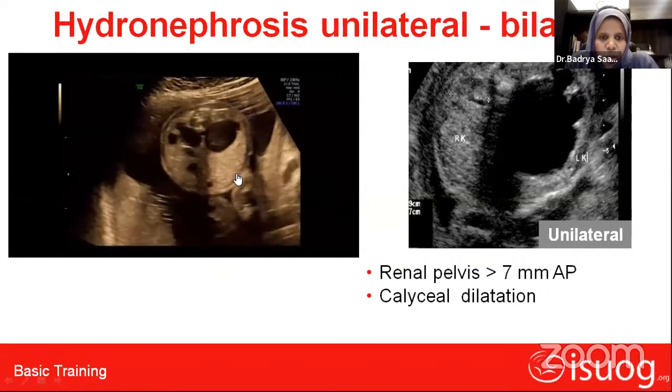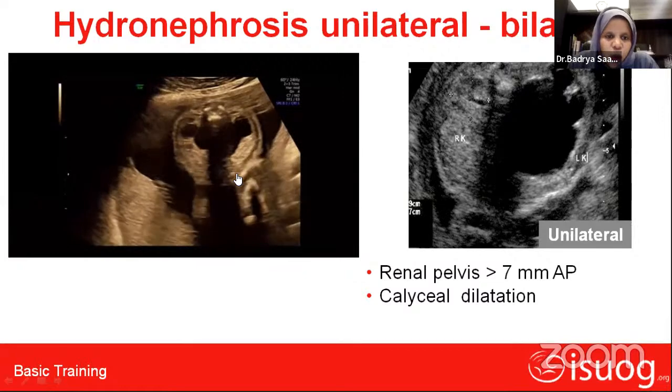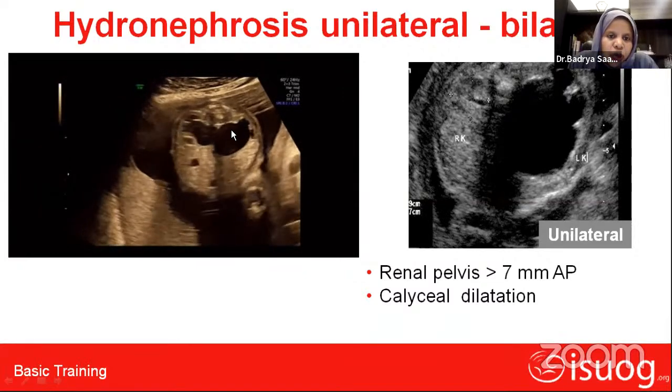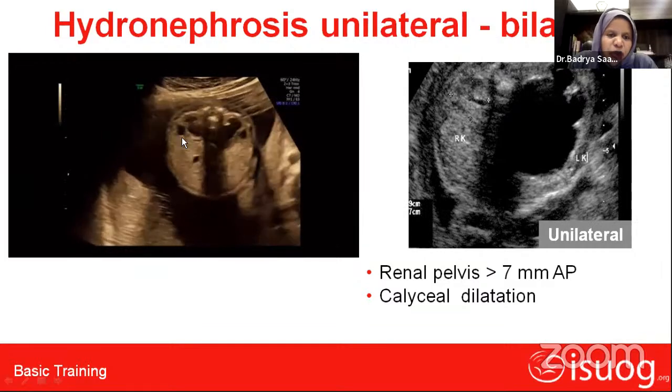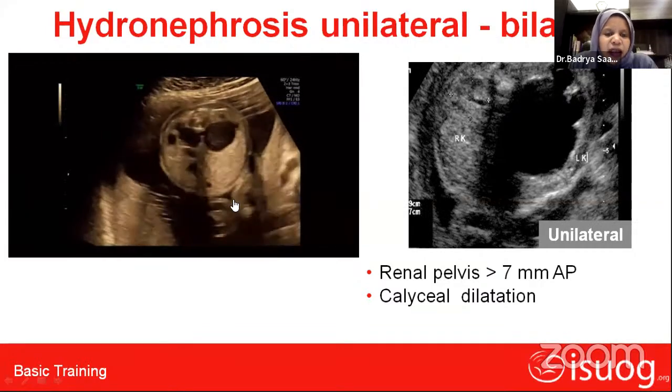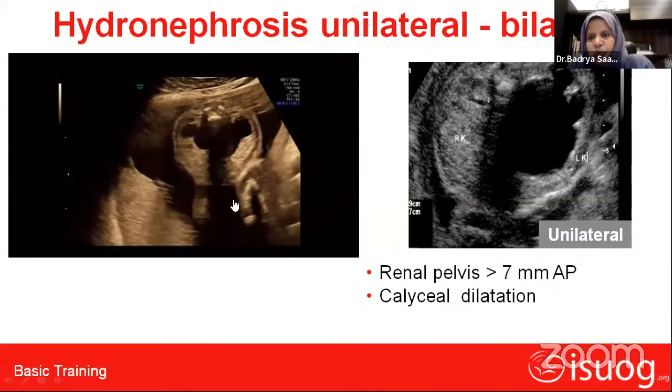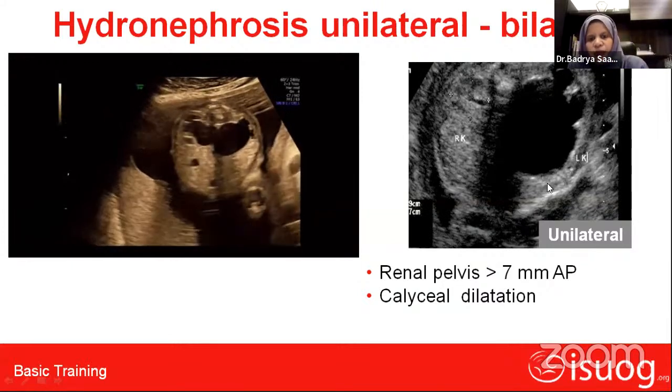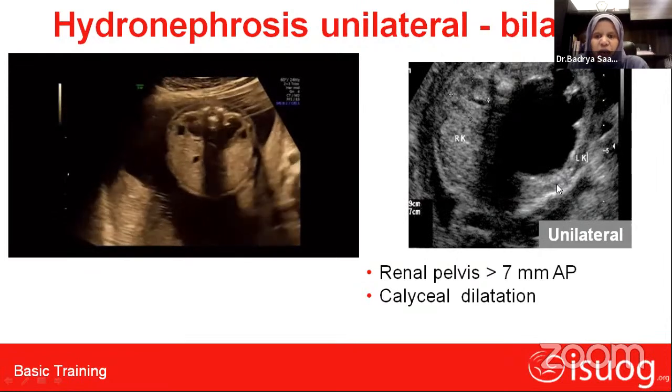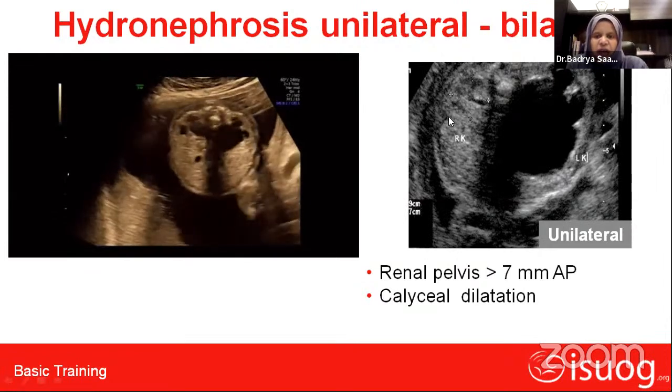When we come to hydronephrosis, we mentioned unilateral hydronephrosis. This is a bilateral hydronephrosis where you can see severe hydronephrosis in both kidneys involving the central and the peripheral sinuses. And here also the same. You can see the right kidney being normal, and the other kidney looks like severe pelvis dilatation. So this is the same diagnosis of severe hydronephrosis, to be referred to a specialist.